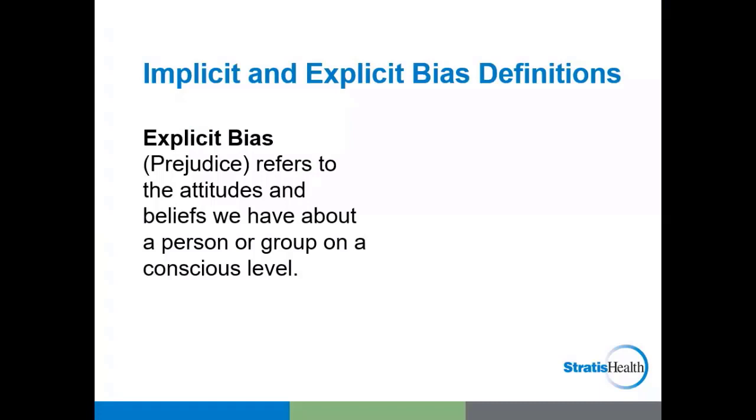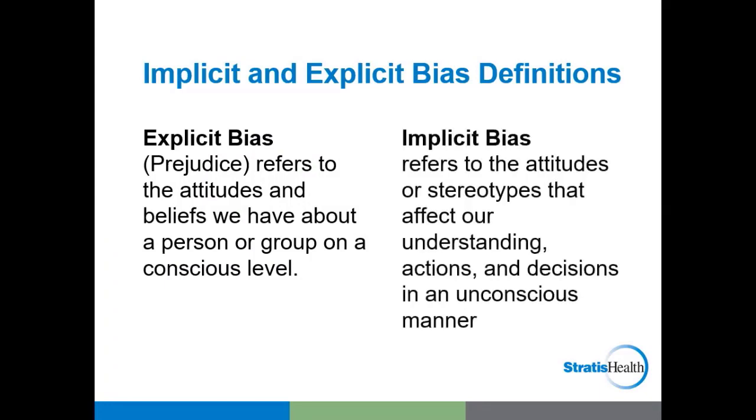So what is the difference between implicit and explicit bias? Explicit bias is an attitude plus that conscious bias plus action. A lot of times we'll see that show up as prejudice or even in large bias like hate or discrimination. Think of those newsworthy types of events. It refers to attitudes and beliefs we have on that conscious level. But implicit bias refers to the attitudes or stereotypes that affect our understanding, actions, and decisions in an unconscious manner. So those are attitudes plus that unconscious manner that we're unaware of that can lead to action or inaction.